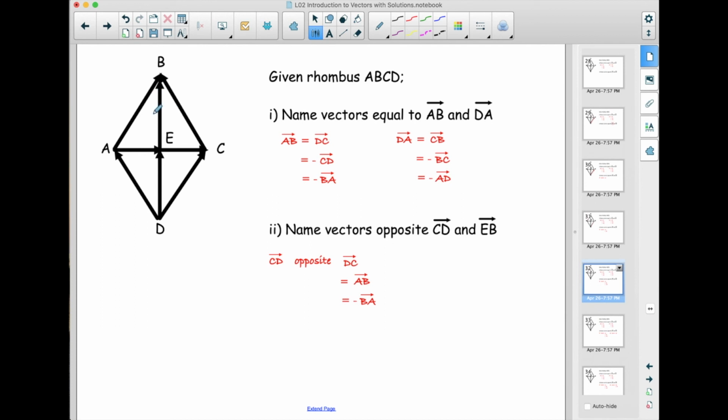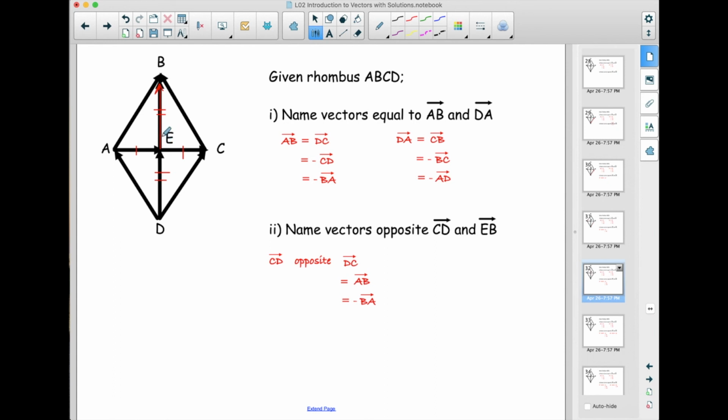And the last one we want to look at is vector EB. So there is vector EB, and I'm not sure what you remember about the properties of rhombuses, but the diagonals of a rhombus do bisect each other. So this line segment will be equal to that. AE is equal to EC, and EB would be equal to ED. Those would be equal because I do know the diagonals of a rhombus bisect each other.